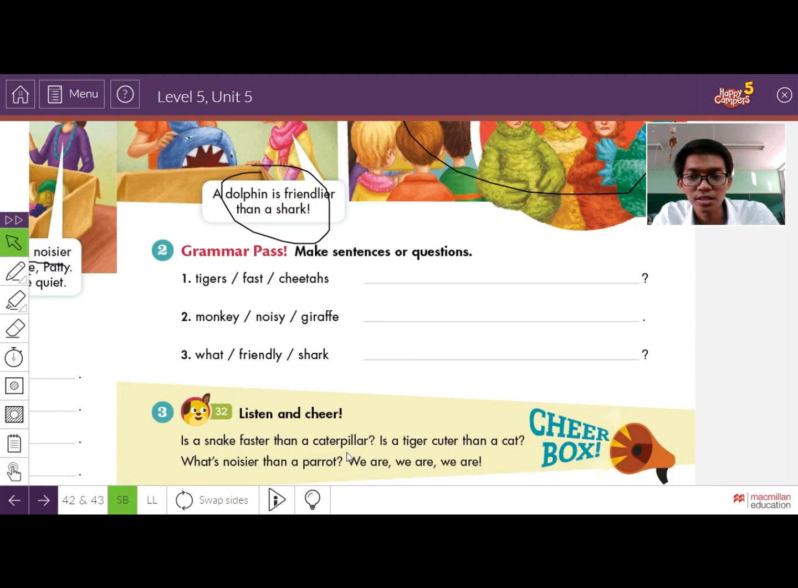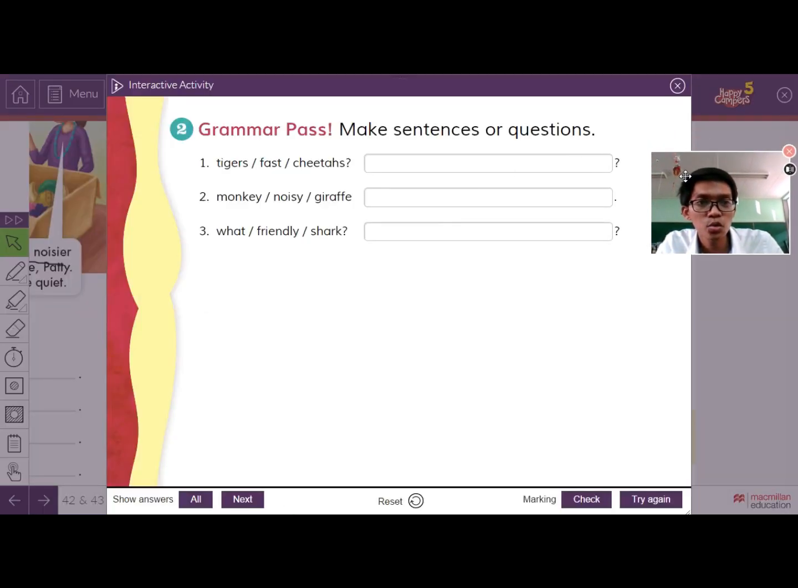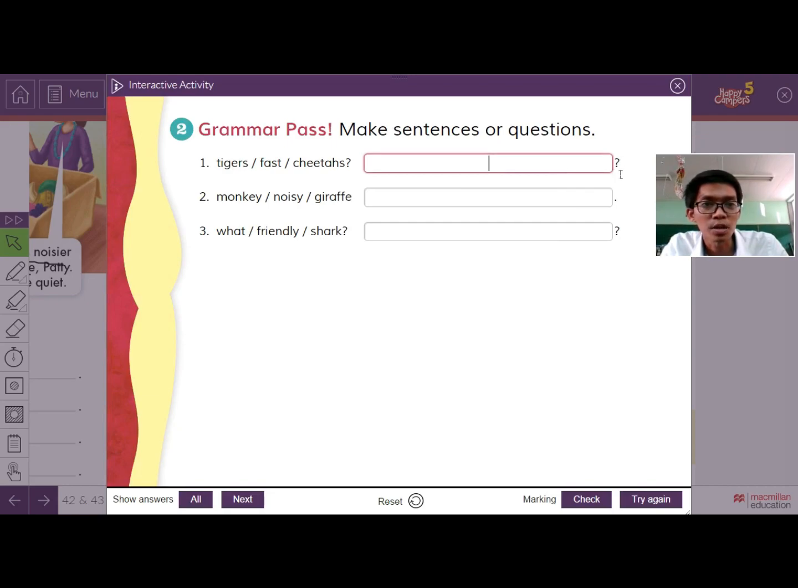Grammar pass and listening share part. Grammar pass. What should we do here? Now there is a question mark. It means we have to make a sentence with the correct comparing words. We have tigers, and the adjective word is fast, and then the word cheetahs. They are plural, so they are more than one animal, with S. So which are faster, cheetahs or tigers?